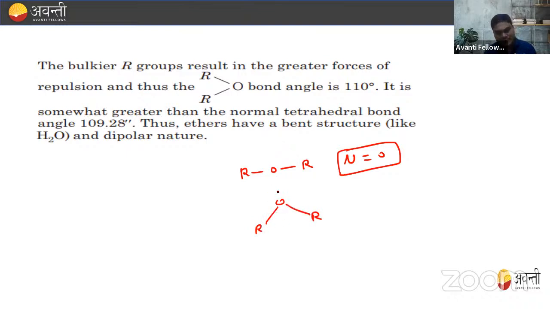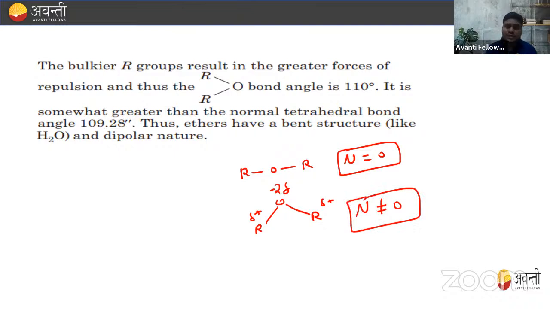Due to this, oxygen being more electronegative has a partial negative charge, and the carbons have a partial positive charge, right? So they are dipolar in nature, and their dipole moment is not equal to 0. This is a very important thing.